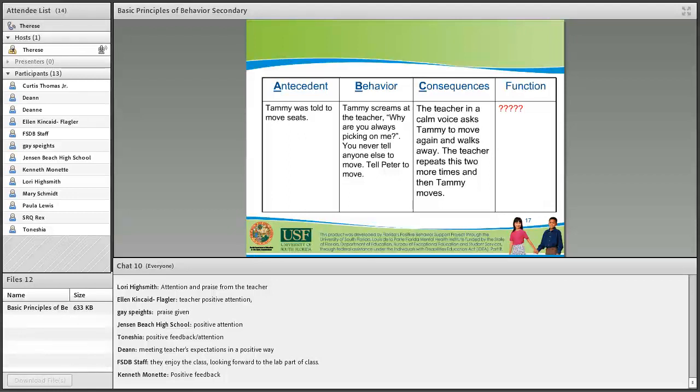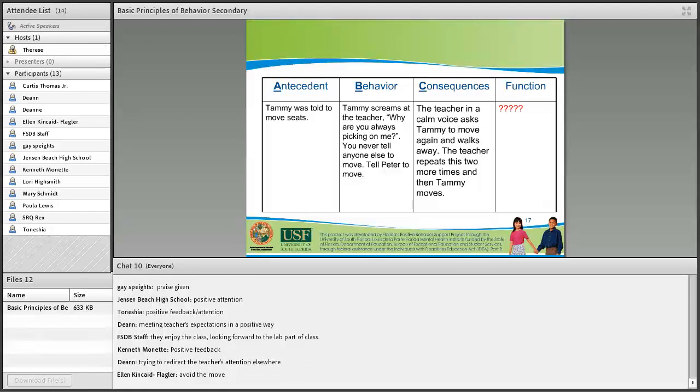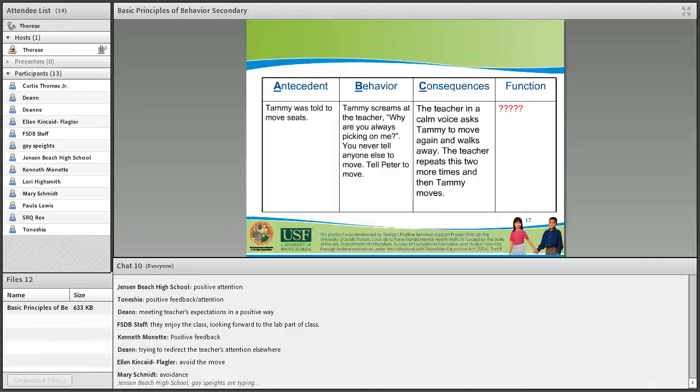So this one's kind of tricky. What might be going on? What's the function of Tammy's behavior about screaming back at the teacher and telling her to make somebody else move? What is Tammy getting out of that? Trying to redirect the teacher's attention elsewhere. Yeah, avoid the move, absolutely.